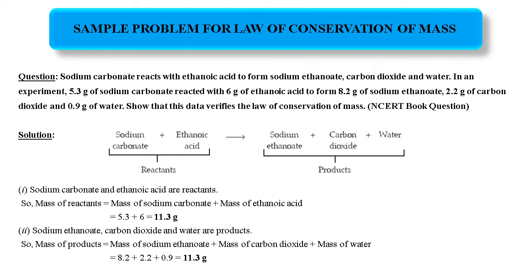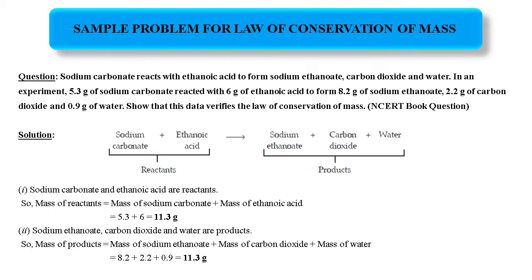Here we have taken an example from the NCERT textbook. So the question is, sodium carbonate reacts with ethanoic acid to form sodium ethanoate, carbon dioxide and water. In an experiment, 5.3 gram of sodium carbonate reacted with 6 gram of ethanoic acid to form 8.2 gram of sodium ethanoate, 2.2 gram of carbon dioxide and 0.9 gram of water. Show that this data verifies the law of conservation of mass.